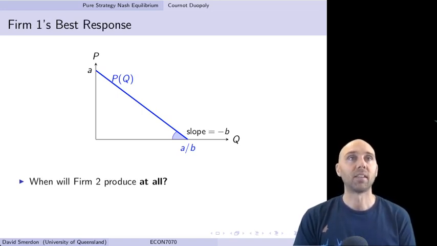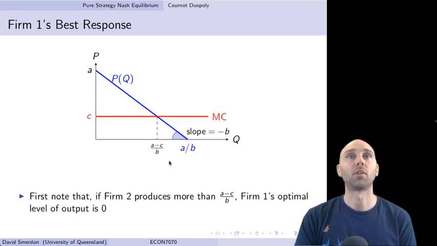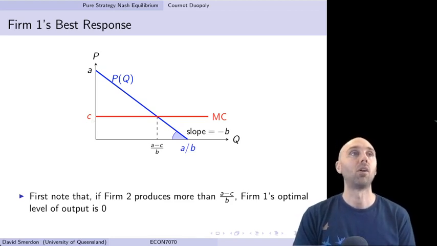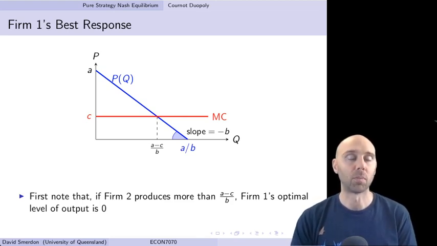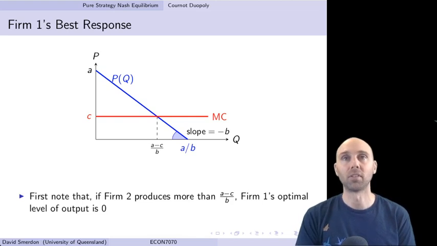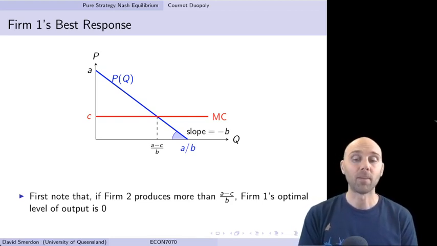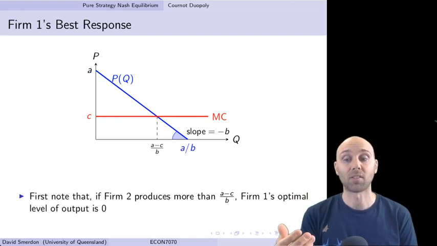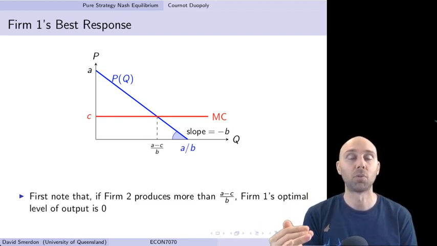First question we want to ask is, when will firm 2 produce at all? Well, if the quantity goes beyond (A minus c) over B, then the price dictated by the market demand will go below c. If the price is below the marginal cost, we know that there is no incentive for the firm to produce. That would violate the marginal benefit equals marginal cost condition for a strictly positive production. Or another way to think about it, each time you produce one more unit, you're actually making a loss on that unit. So it's better to produce nothing.